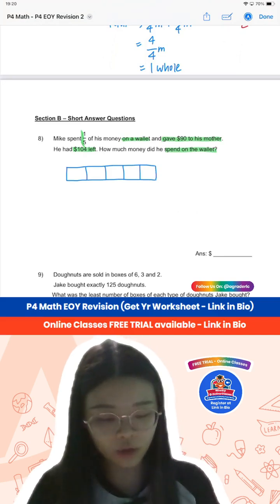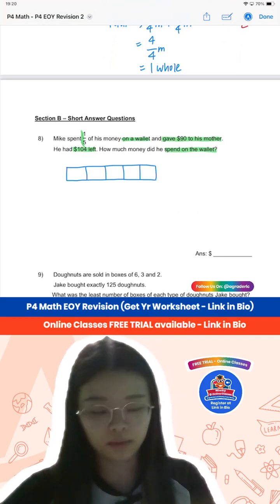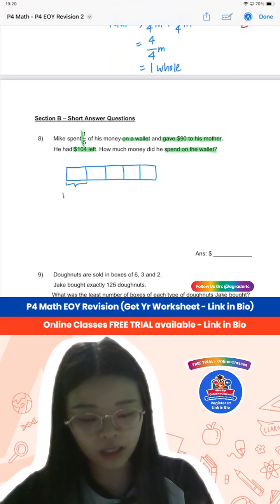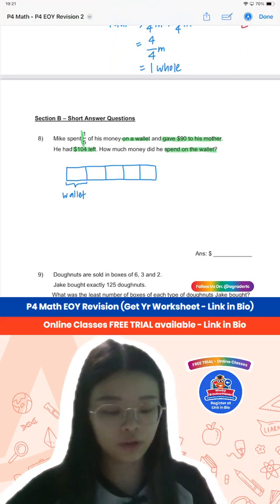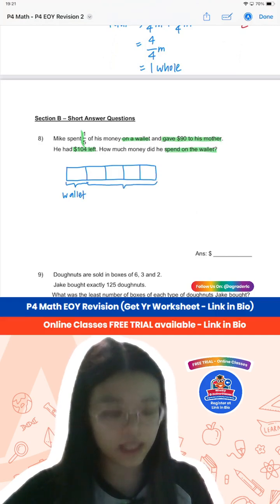Okay, so now we know he spent 1/5 on a wallet, meaning I simply take 1 unit spent on wallet. Okay, how about the rest? 90 to his mother and 104 left. So we do know all of this is simply how much money?